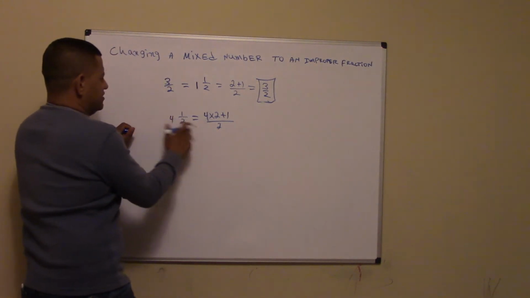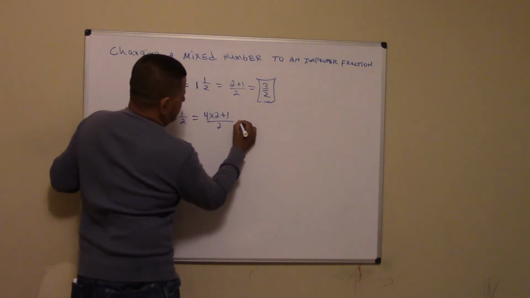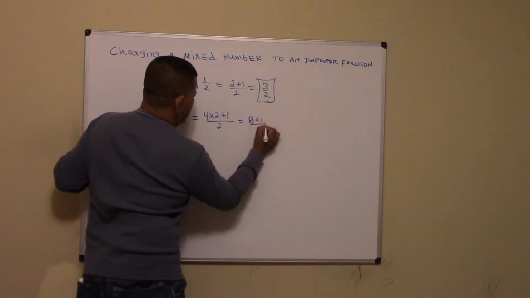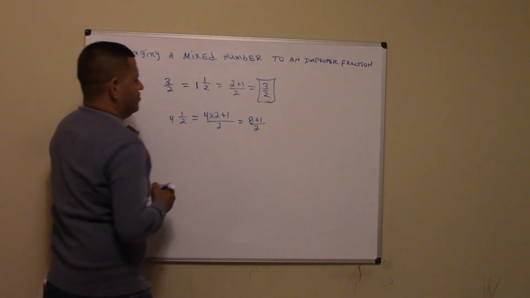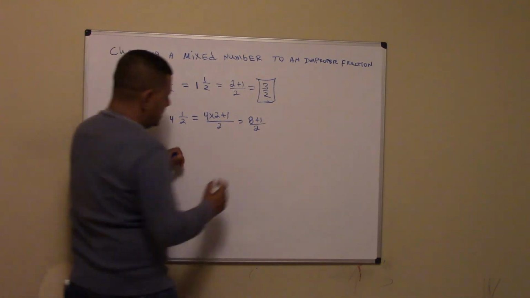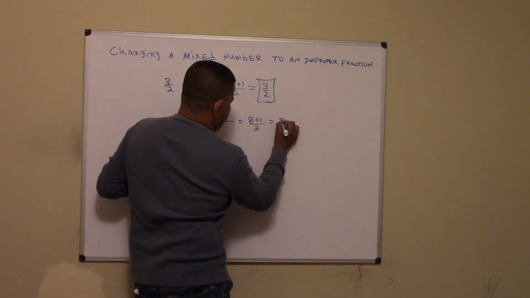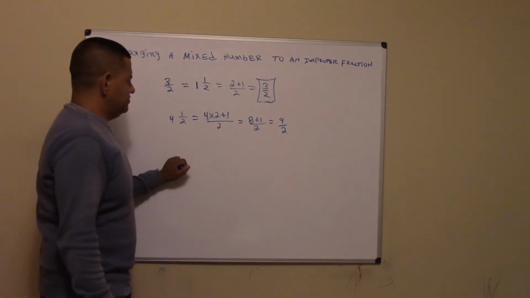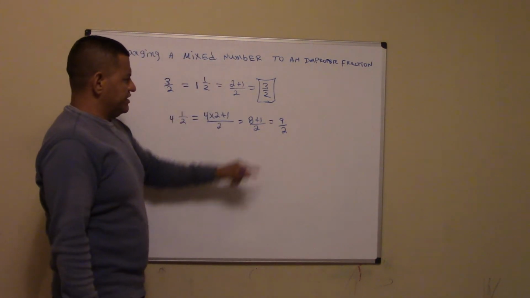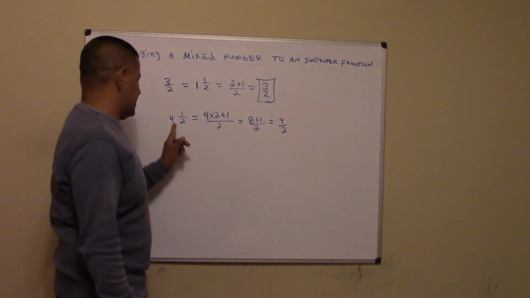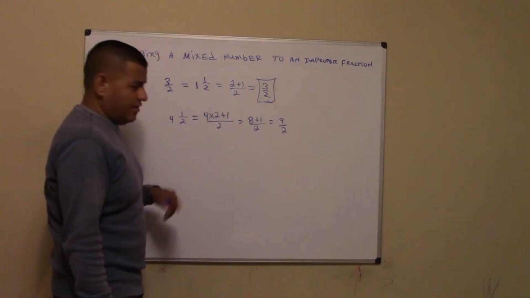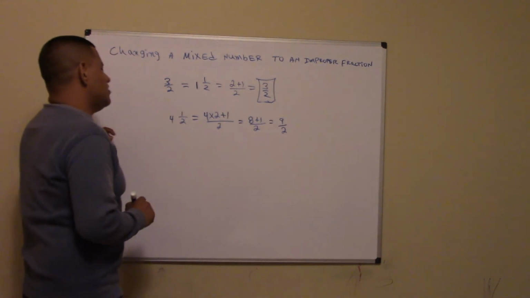Okay, so 4 times 2 is equal to 8, plus 1 over 2, right? So then it's going to be equal to 9 over 2. Look how beautiful that is. 9 halves is the same as saying 4 and 1 half, right? So let's do another one.